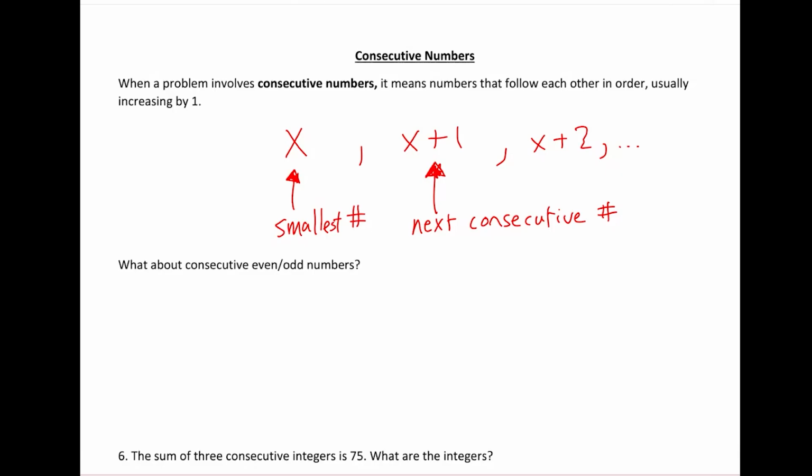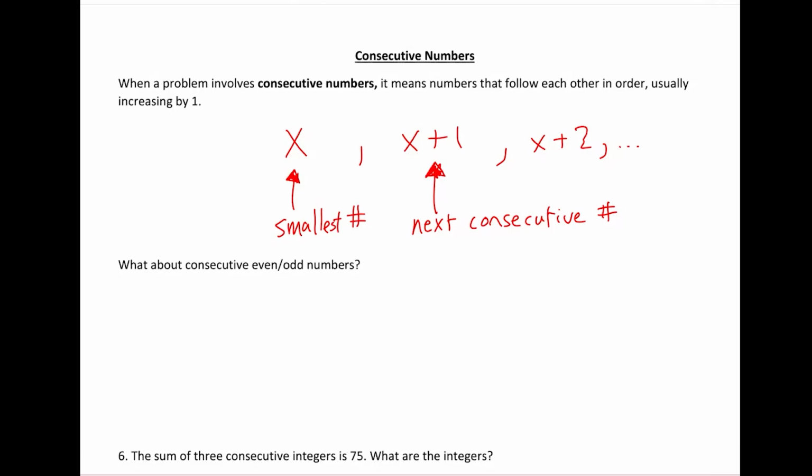Or what's the smallest number? Something along those lines. It might also ask you about consecutive even or odd numbers. And those are going to be set up kind of the same way. Even numbers are numbers that are divisible by 2, and odd numbers are ones that aren't. So even numbers are numbers like 2, 4, 6, 8, 10. Odd numbers would be like 1, 3, 5, 7, 9.